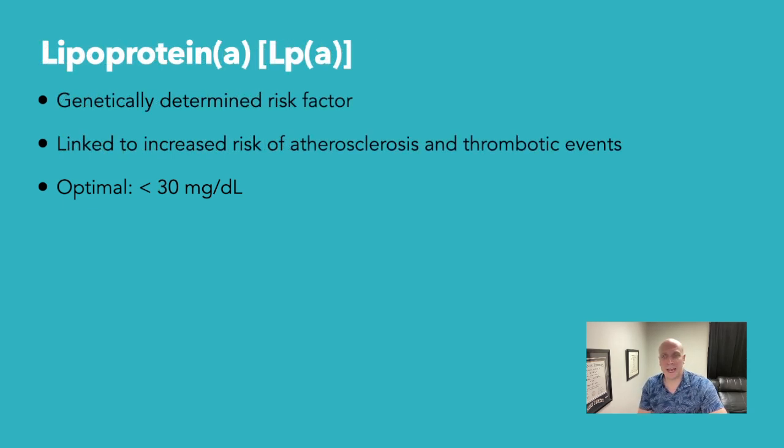For lipoprotein A, this is more of a genetically determined risk factor. So this is linked to increased risk of atherosclerosis and thrombotic events, that's clotting events. If it's normal, then that's less than 30, that's optimal. And if it's elevated, it's usually related to a genetic risk. There is no current medication to lower lipoprotein A, so there are a lot of different techniques to help lower this risk.